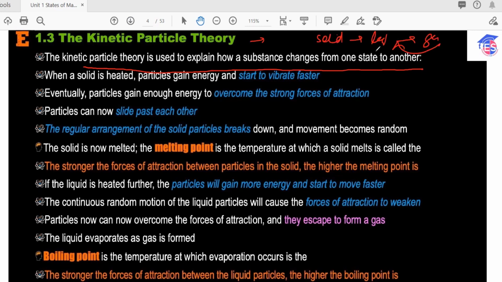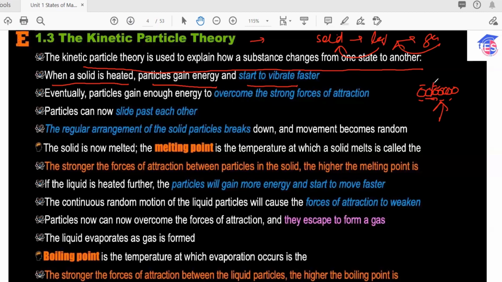or gas to liquid or liquid to solid. It will explain this one. How will it explain this? They're saying that, for example, when a solid substance is heated, the particles gain energy and then they start to vibrate. Now, for example, this is the solid particle. If I heat this solid particle, these atoms get energy and they start to vibrate and they push each other.